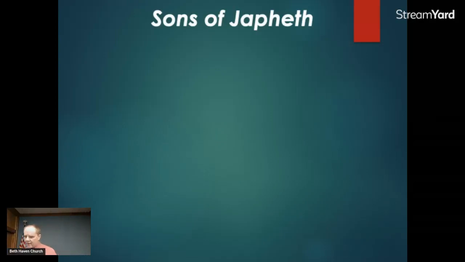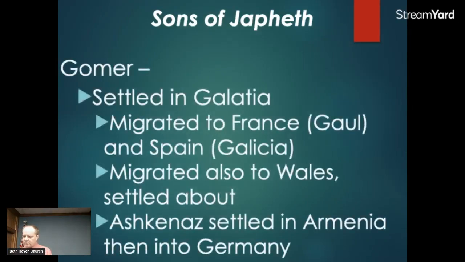So Gomer, son of Japheth. Gomer settled in the Galatian Gomerites region and migrated to France, Gaul, Spain, Galicia, migrated also to Wales, and settled about various different locations in those northern regions. Generally speaking, if we wanted to trace back much of, for example, my family, I'm probably from that line. Now, you could probably say almost with certainty that the sons of Japheth are pretty much European. Now, we don't know for certain, but that is generally the concept and idea.